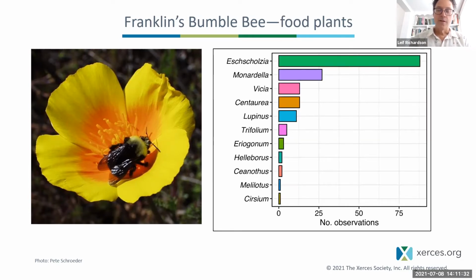Two more slides, I think. This is all of the host plant information that we have for Franklin's bumblebee. These are the genera of plants that we have recorded this species being on, and the number of observations is just that. So more observations we interpret to mean this plant is more important to the bee. Although you can think of ways that this data is biased, right, based on where we go collecting and that sort of thing. But we know these plants are important.